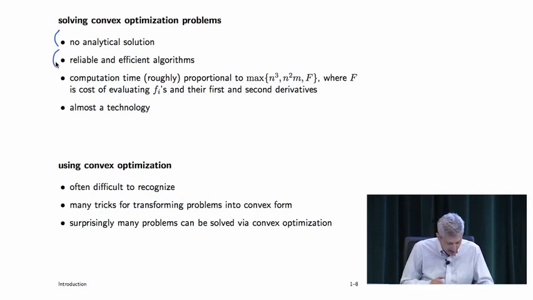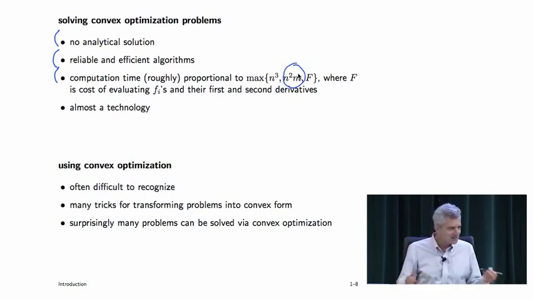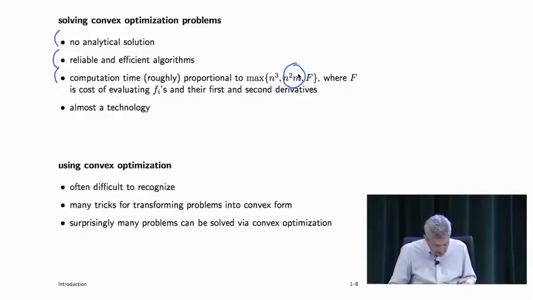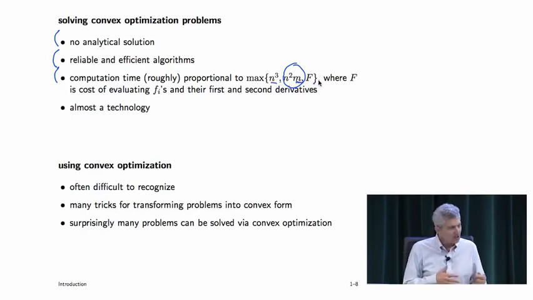But there are reliable and efficient algorithms. And the computation time is roughly the same as something like least squares. It depends on various things, and we'll have a much more nuanced picture of this later in the class. But something like n squared m would come up, depending on the sizes of various things. For linear programming, it would degenerate to the numbers I gave, and the same for least squares. It's related to the number of variables, n cubed, the number of constraints, m, and capital F, the cost of evaluating all the functions and their first and second derivatives. Okay.